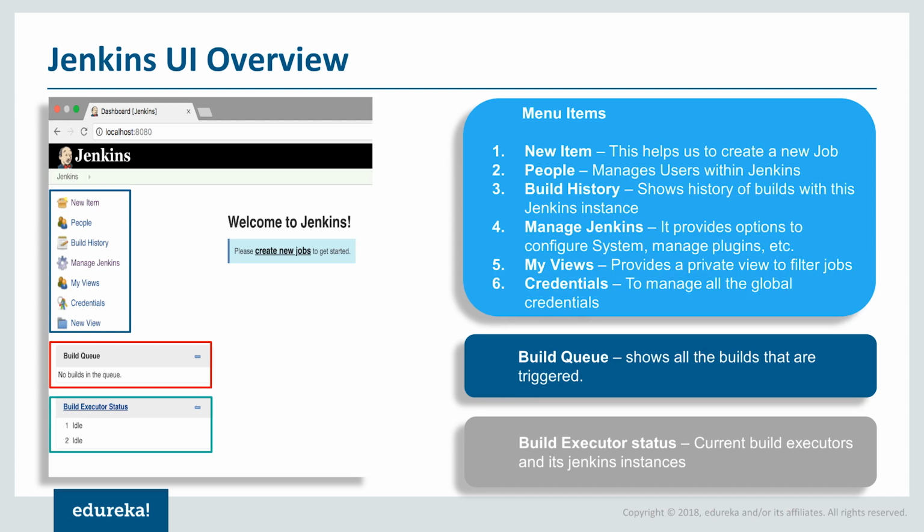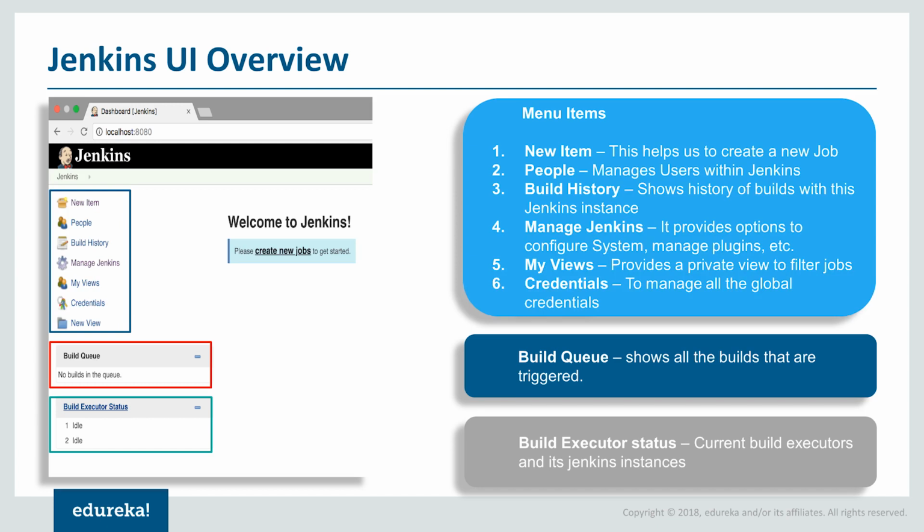Credentials basically helps you manage all the global credentials. We will again take a look at this option in detail as and when we progress in the course. Now, build queue and build executor status, these are the two options. Build queue basically shows all the builds that are triggered at the moment, and build executor status basically shows what is happening currently.